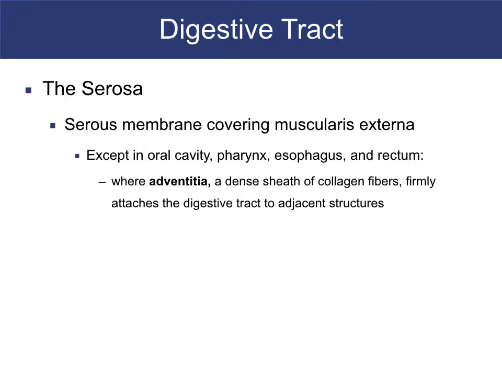Where you don't have serosa, you have this stuff called adventitia. And that's a word you ought to know. Adventitia is nothing but a very dense sheath of collagen fibers. I want to say it's a loose connective tissue, but it's really so much more than that. It's more like a dense connective tissue on the outside of the esophagus and those other organs that we just mentioned.